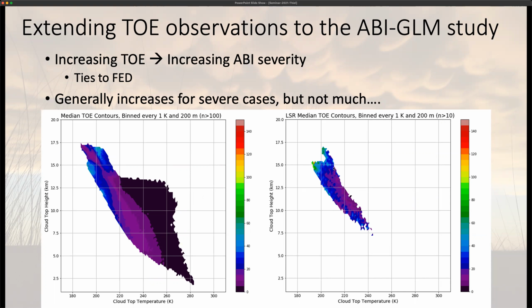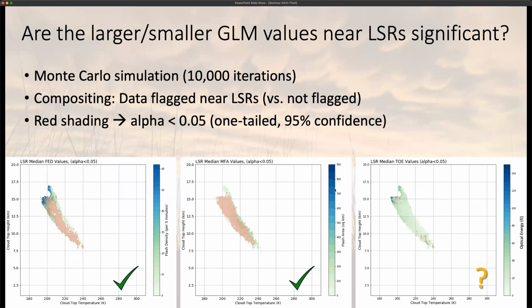And so my question was, well, there's an increase there, and that's good, but is it enough? Is it significant? What I'm going to show on the next slide is some significance testing that was handled, where we are comparing the points that were sampled here in the severe cases versus some randomly sampled points in non-severe cases.